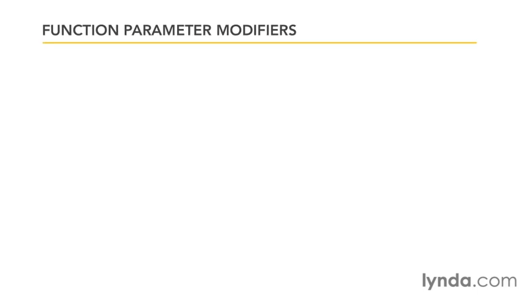Earlier on in the course, I talked about the difference between calling functions and passing parameters by value and passing parameters by reference. So if you haven't watched that movie, now is probably a good time to go watch it so you'll understand what's going on here, because I'm going to be talking about function parameter modifiers, which allow you to change the way that parameters are passed to and from functions.